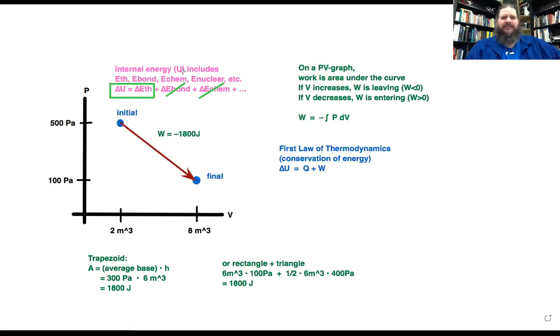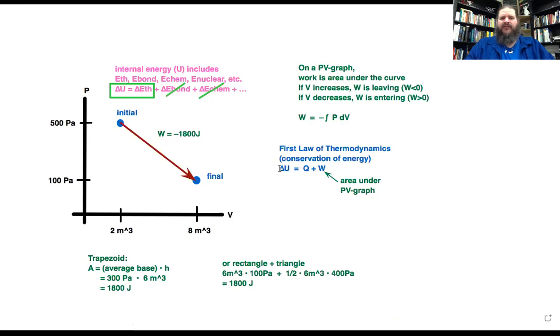Now, if we take a look at each piece of this individually, we know the work done based on the calculations we just did: the area under the curve. That's the area under the pressure volume graph. We can't directly tell heat from the graph, but we can calculate delta U.